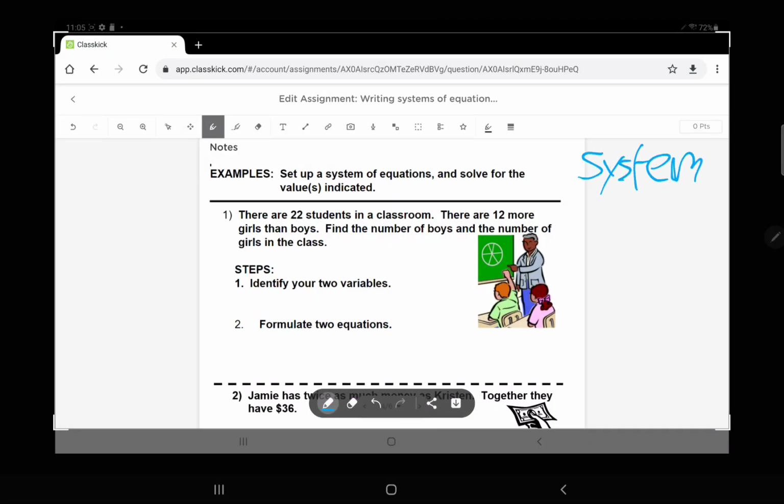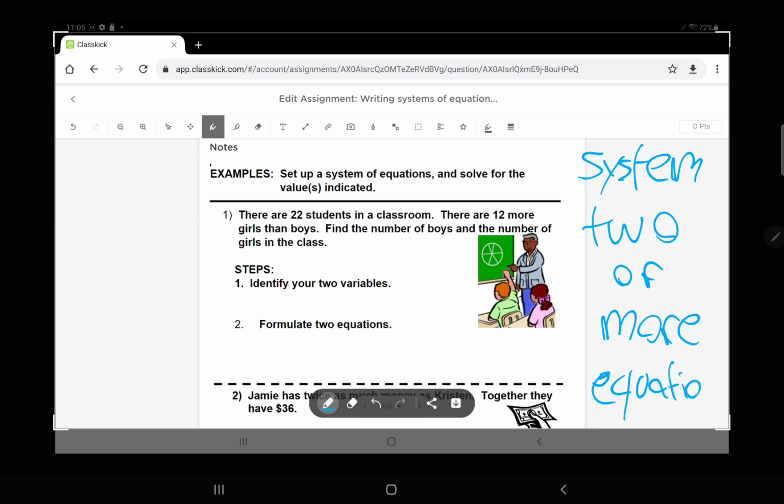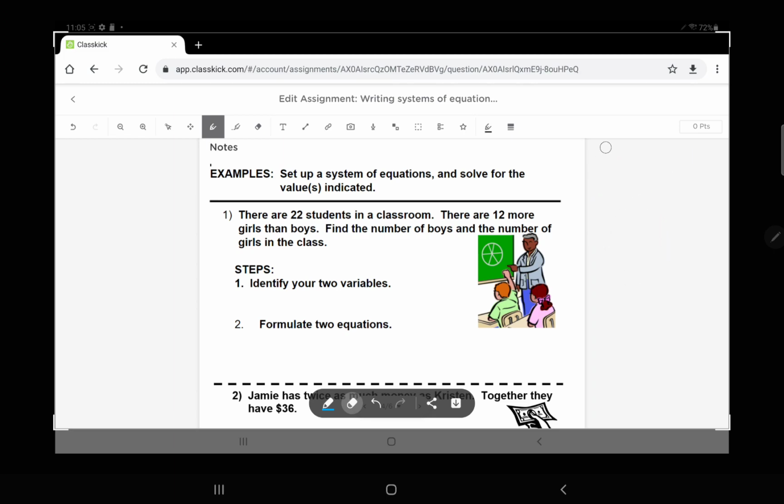And whenever you have a system of equations, you're going to have two or more equations. I'm just going to put equations here. You're going to have two or more equations, and the information they give you, that you're going to be able to solve a lot of stuff. But right now, we're only going to worry about writing. I'm going to put it right here so you guys know what we are talking about.